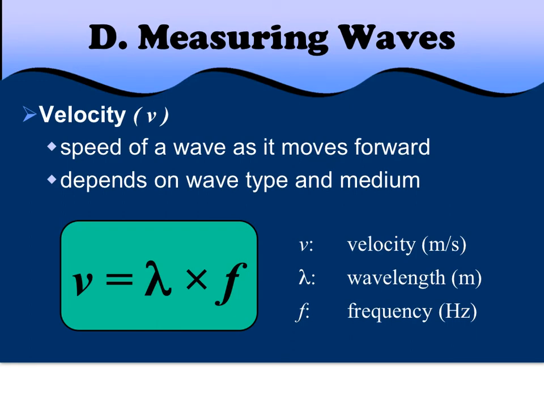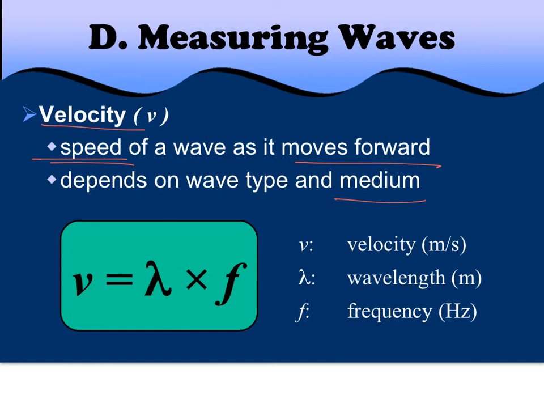You will also need to be able to determine the velocity of the wave. Remember, velocity is just another term that describes speed. And so you're already familiar with this. The velocity of the wave is simply the speed of the wave as it moves forward, and the speed of the wave is also determined by the medium. Remember, the medium is what the wave is traveling through. It could be air, it could be the ground, it could be water.